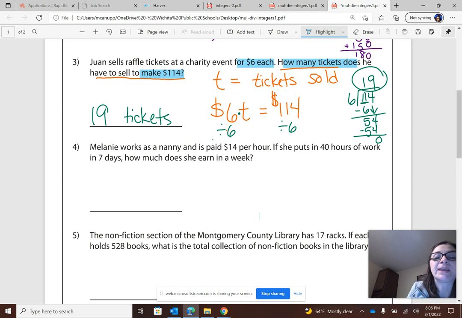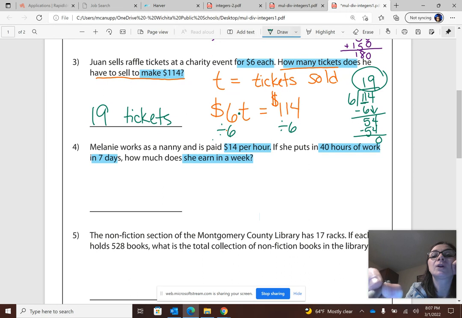Melanie works as a nanny and is paid $14 per hour. So that means every hour she gets another 14, another 14, another 14. So that's addition. But when you repeat that over and over again, remember that means multiply. She puts in 40 hours of work in 7 days. How much does she earn in a week? Well, 7 days a week. And she worked 40 hours that week.